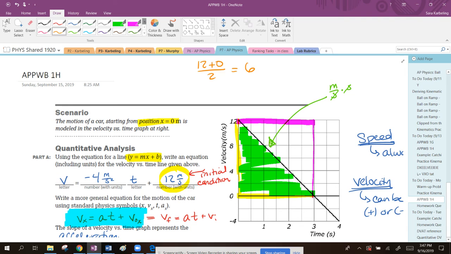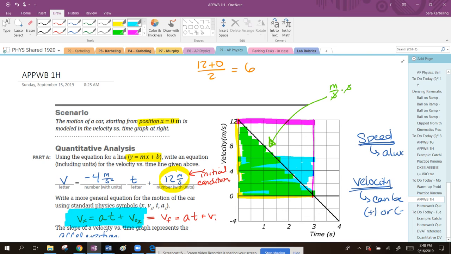So another way to look at it for my non-calculus friends, if you're wondering where this triangle thing is coming from: I know that I'm not going 12 for the entire time, but my average speed, if instead I was not slowing down, I was just going at one speed, would be 6 meters per second for those 3 seconds. Yeah? 6 meters per second for those 3 seconds is the same as the area of this triangle. Yeah?